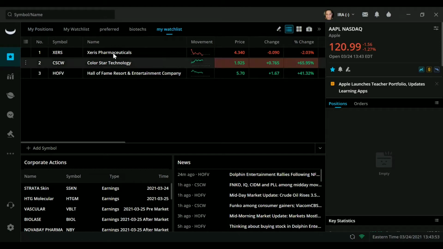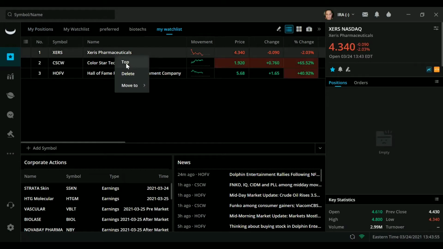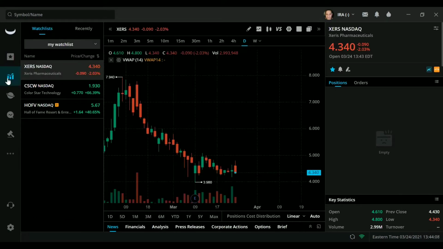And I can set up alerts. This is what's at the top. I can move. I can delete. So this is pretty simple. It's not difficult. It's not rocket science. And then we go into this one, which is stocks.